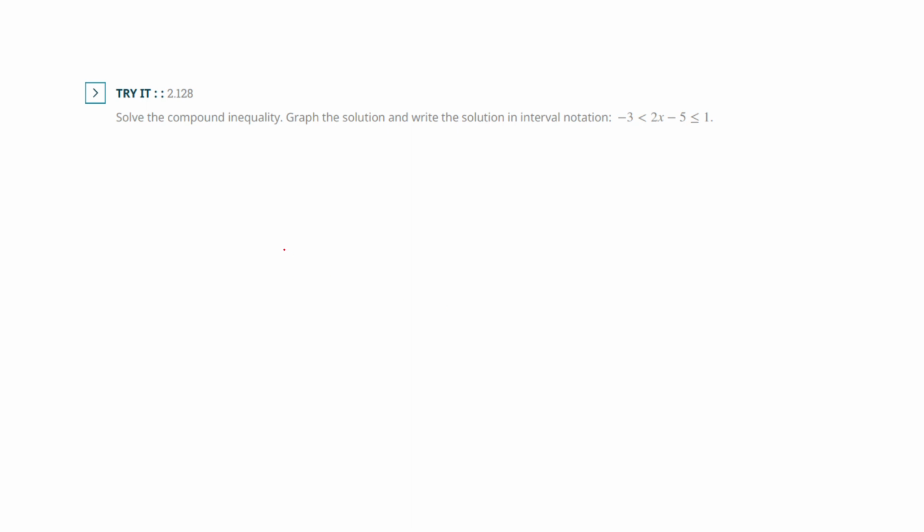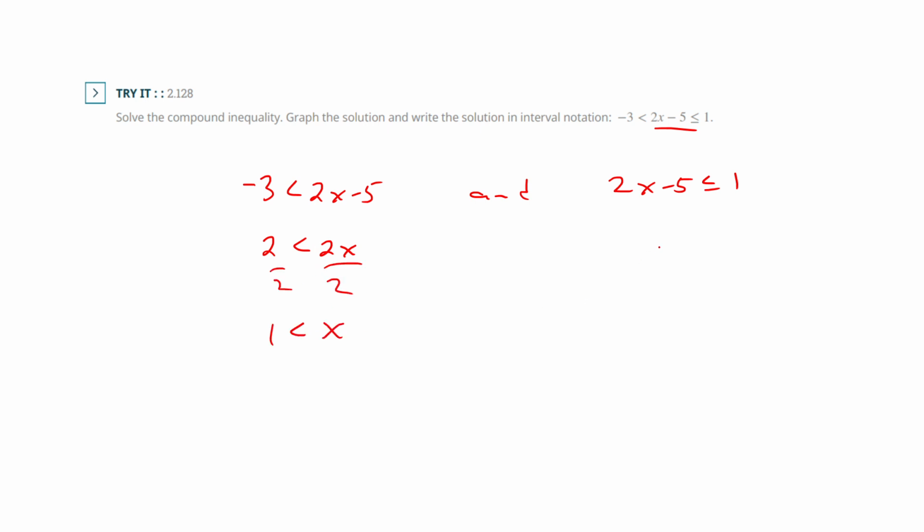All right, we got one more of these. Feel free to pause it. So I'm breaking up the whole thing. The whole middle is getting repeated twice. Okay, I'm adding 5. So divide both sides by 2. I get x is greater than 1.